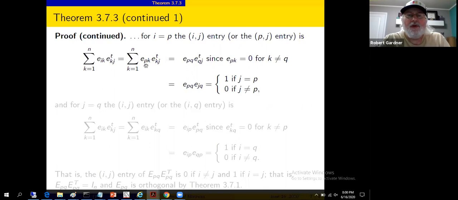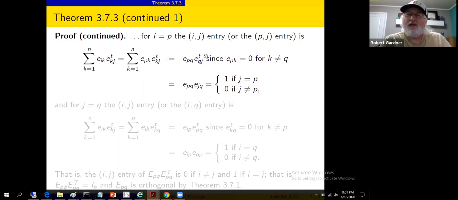those E sub PKs were mostly zeros. The only time we didn't get a zero with E sub PK was when K equals Q. So we're getting zeros out unless K equals Q. E sub PQ was one, and all the others were zero, because we've interchanged those P and Q rows from that original identity matrix. But all these were zeros except when K equals Q. So we get 0, 0, 0, 0. We hit K equals Q. We get E sub PQ, E sub PQ. And for K equals Q, we'll have E sub QJ, E sub QJ super T.